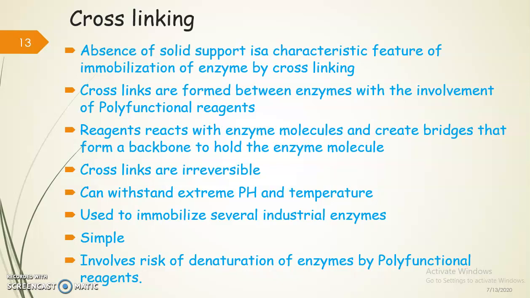Cross-links are irreversible. They can withstand extreme pH and temperatures and are used to immobilize several industrial enzymes. It's a simple process, but one risk is that there is a chance of denaturation of enzymes by the polyfunctional reagents. Example for one polyfunctional reagent is glutaraldehyde.